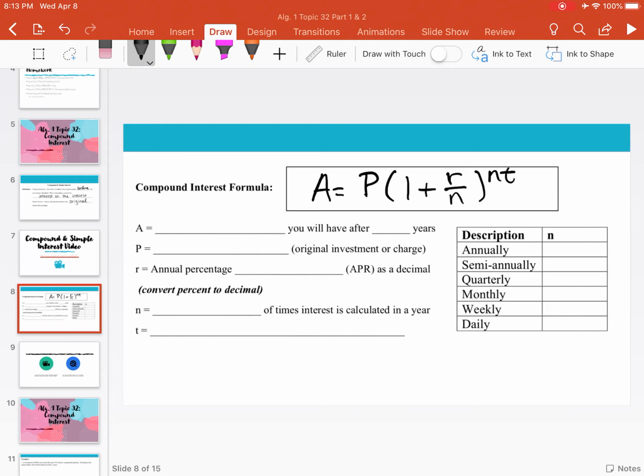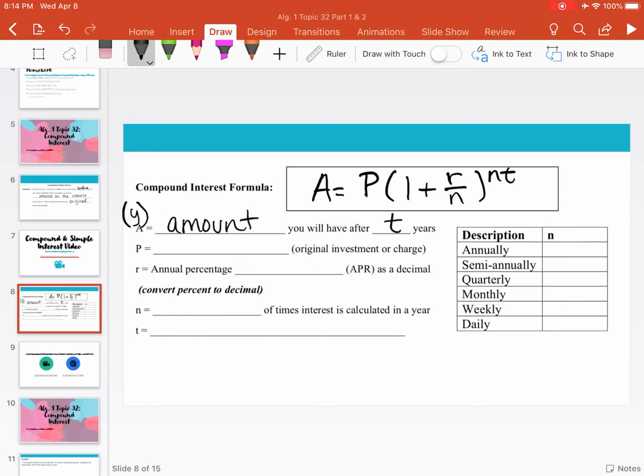Oftentimes we see A, or sometimes you might see this represented by a Y. It is the same thing though. And A stands for the amount you will have after T years. So with these variables, it is really nice. They were chosen very specifically to represent a word that starts with that same letter.